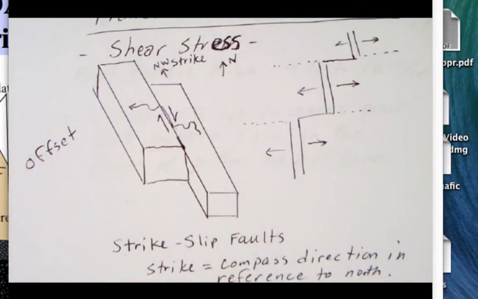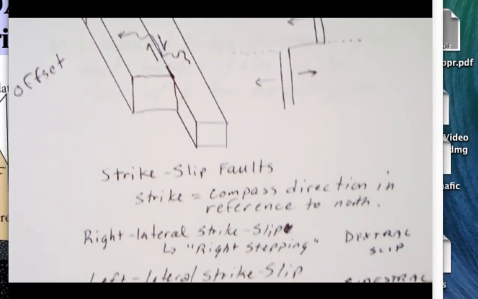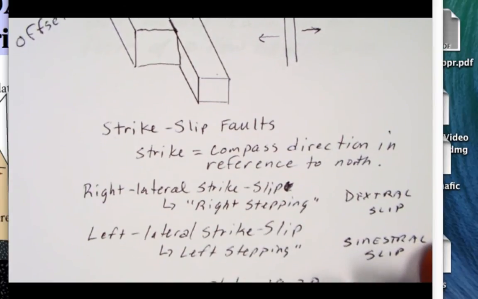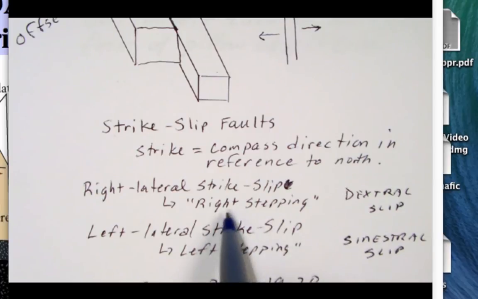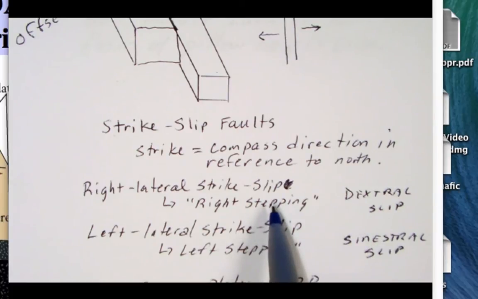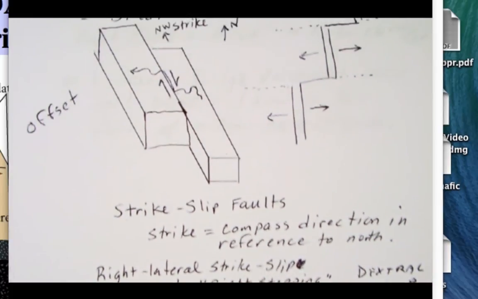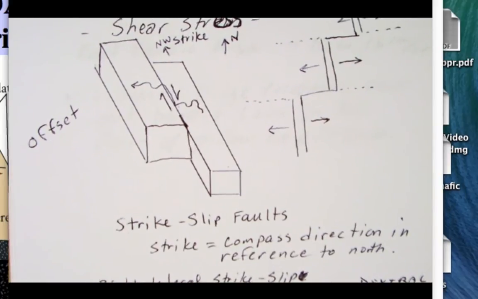And the way we differentiate the sense of offset, or really the sense of movement, is by using these words, either right lateral or left lateral strike slip. For example, right lateral, we can use the word right stepping. Left lateral, we can use the word left stepping. Older terms we used to use was dextral slip for the right lateral slip, and sinistral slip for the left lateral strike slip.